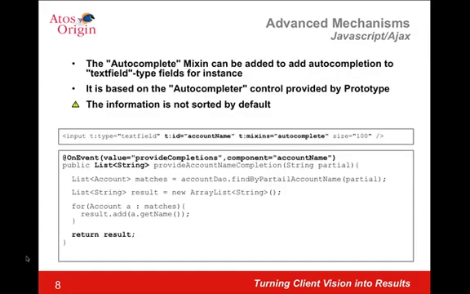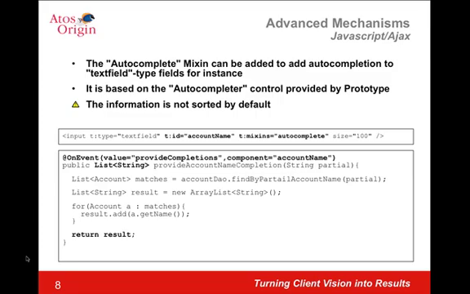A mixin is a particular type of component. With a mixin, you can add some behavior to an existing component. In this slide, we have an example with the autocomplete mixin, already packaged in the Tapestry framework. But you can create your own mixins and put them in the mixins package. For example, the autocomplete mixin is useful to allow a text field to query the server for a completion mechanism. Autocomplete can be added to an existing text field by using the t:mixins parameter.